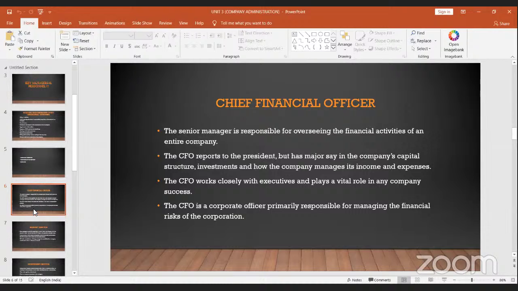Every day we have to invest a certain sum of money, or working capital is involved. That's why he has to oversee all the financial activities. Whom does he report to? He reports to the president. So the company's capital, the capital structure, how much we invested, 10 crores, 20 crores, 50 crores, he has to take care of it. What is the investment and what are the avenues of sources?